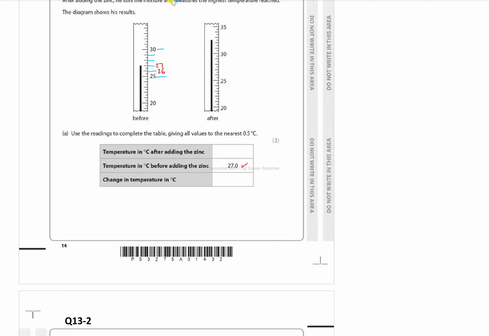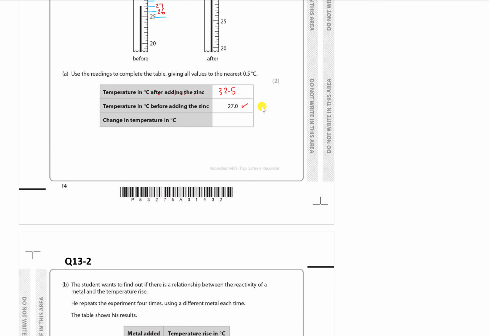And it's gone to 30 there. Can you see that long line? That's 30. That's 31. That's 32. That is 33. So this is 32.5. So 30 after adding zinc is 32.5, and then you just subtract these two. Okay, let's do that. That will be 5.5 degrees.